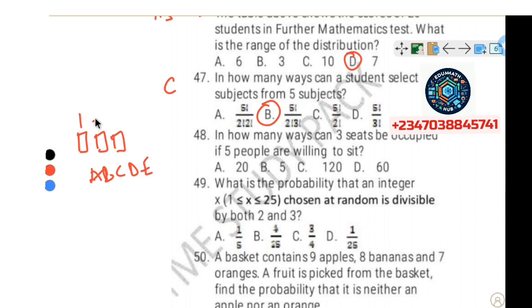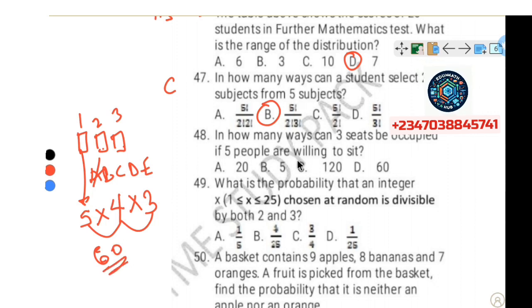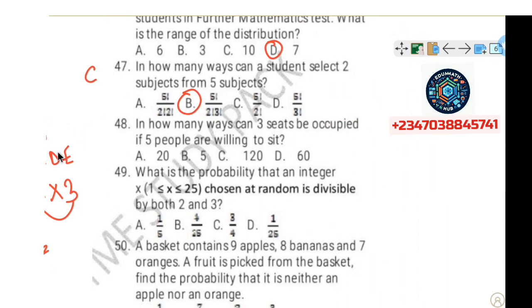So you can see that this first seat can go to any of these 5 guys. So this first seat can be filled up in 1, 2, 3, 4, 5 ways. Then this second seat, once you have used one, there will be 4 options left. Then the second seat can be filled up in 4 ways. Then the last seat can be filled up in 3 ways. So you have 5 times 4 times 3, which is 60. So this is 60 as the answer. Another way of doing it is to do 5P3, 5 permutation 3, which gives you 60.